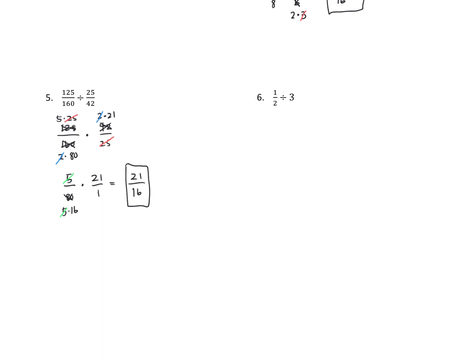Okay, the last one, we have 1/2 divided by 3. Remember, if you have a whole number like 3, you can write it as a fraction by simply putting it over a 1, because 3 divided by 1 is still just 3. So now that I have it written like that, I'm going to keep flip change. So keep the first fraction, flip the second, change to multiply. Since both of my numerators are 1, there's nothing here that I can reduce. So it's going to just be 1 over 6.